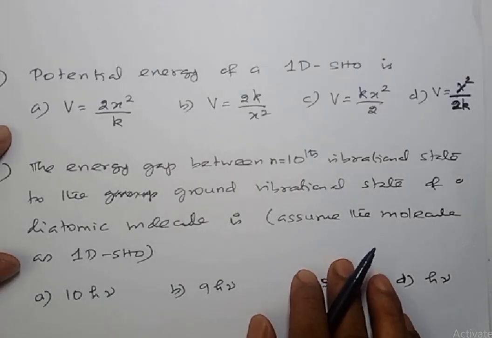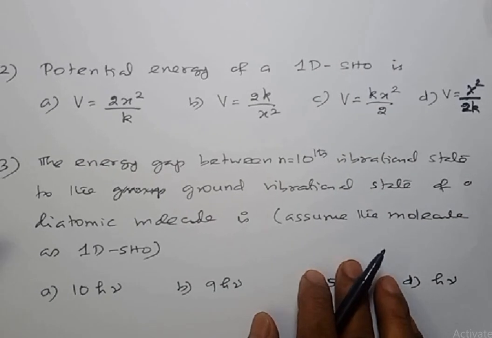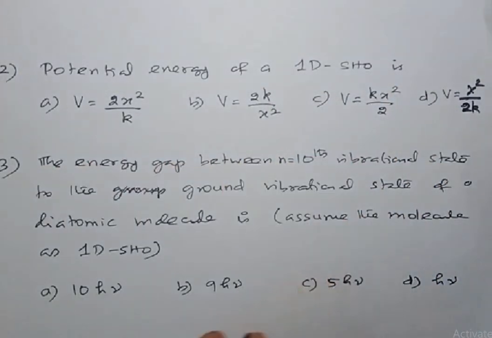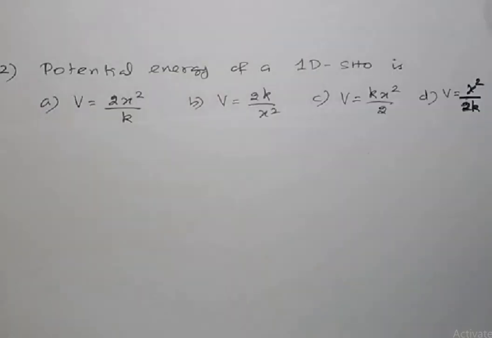This is question number 2. The potential energy of a one-dimensional simple harmonic oscillator is. Right, listen, this is actually a simple problem. You know very well, a one-dimensional simple harmonic oscillator obeys Hooke's law. Therefore, we should use the formula for Hooke's law, and we should derive from that.